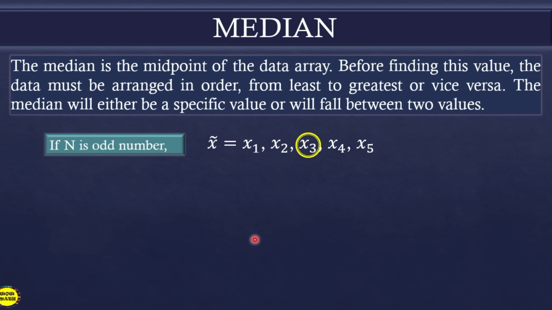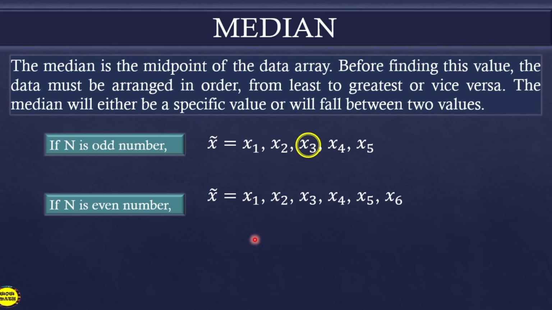Pero kapag even number naman class, okay? Kapag even number, ibig sabihin meron tayong dalawang gitna, no? May dalawang middle score tayo. So, ano ang gagawin natin kapag dalawa yung middle score natin?